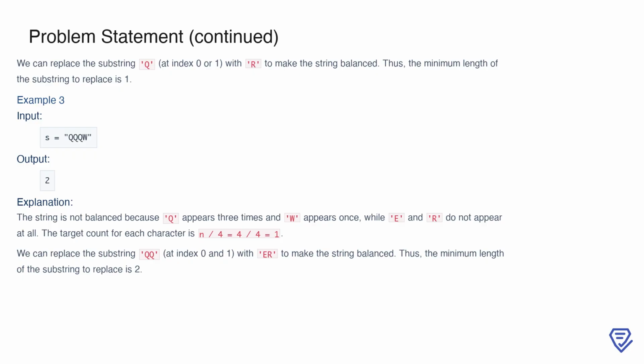Now consider another example, the string QQQW. In this case, Q appears 3 times, W appears once, and both E and R are missing. The target count for each character remains 1 since the string length is 4. To balance the string, we could replace the substring QQ at indices 0 and 1 with ER. This ensures that each character appears exactly once, and the minimum length of the substring to replace is 2.